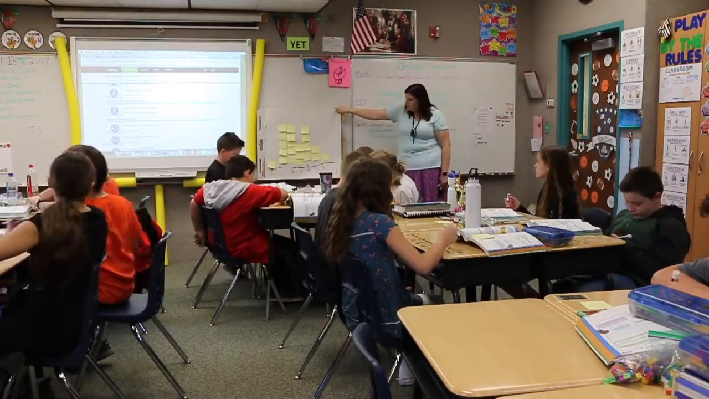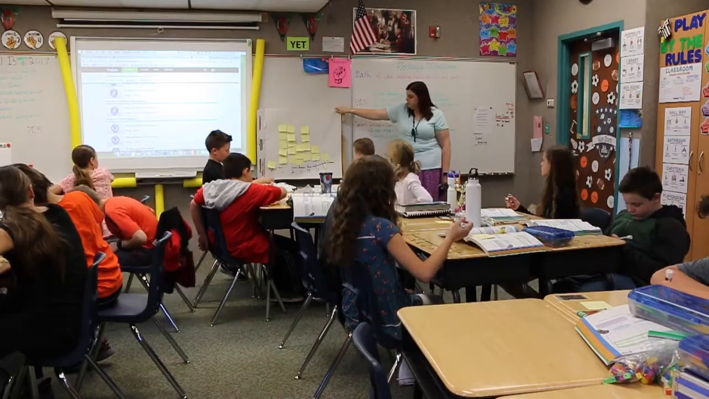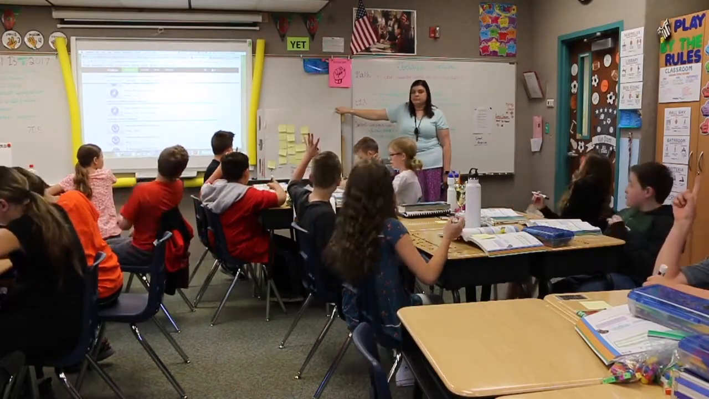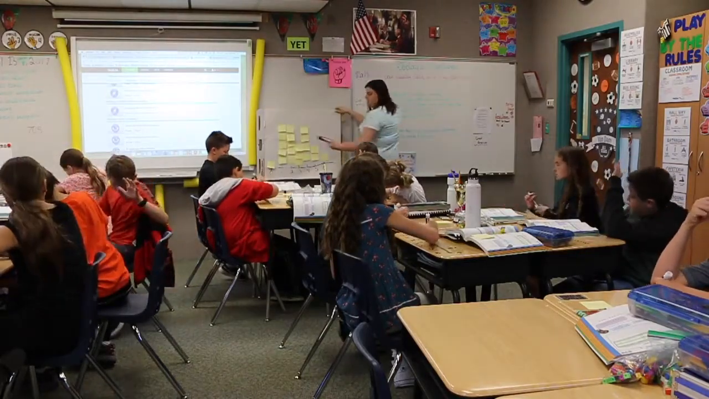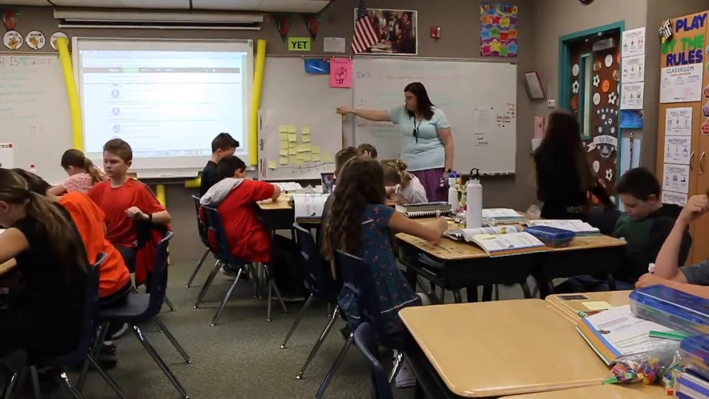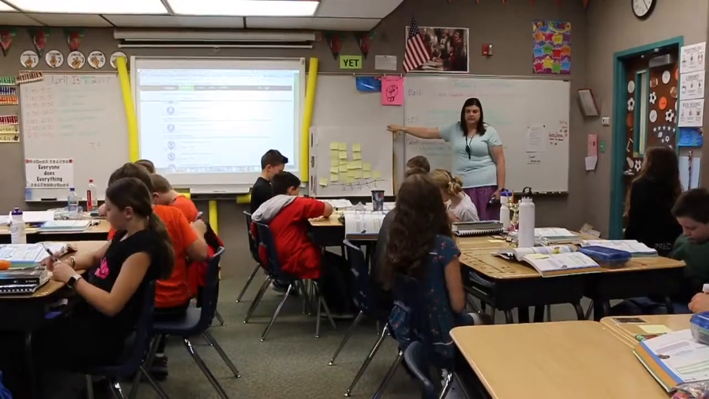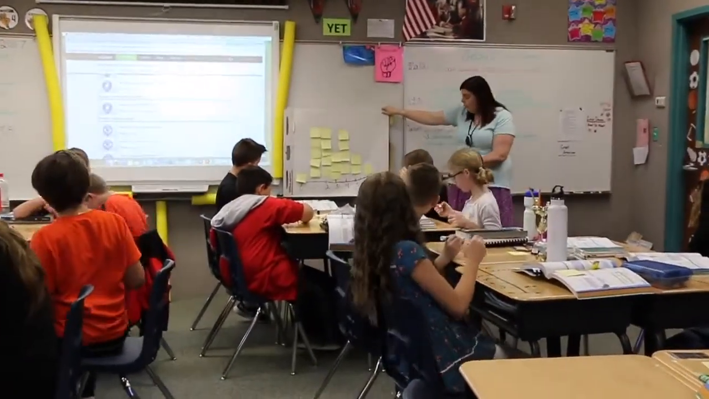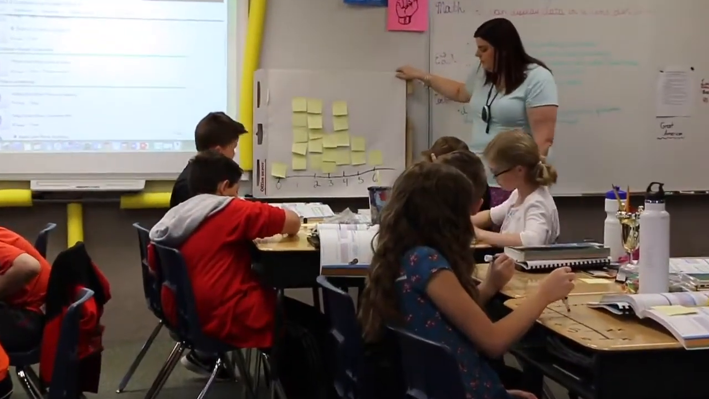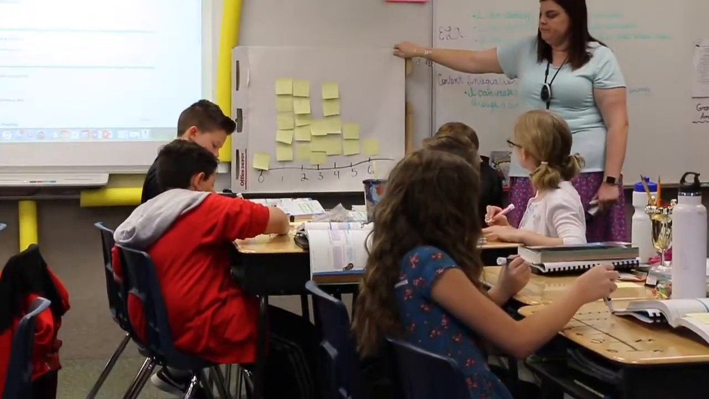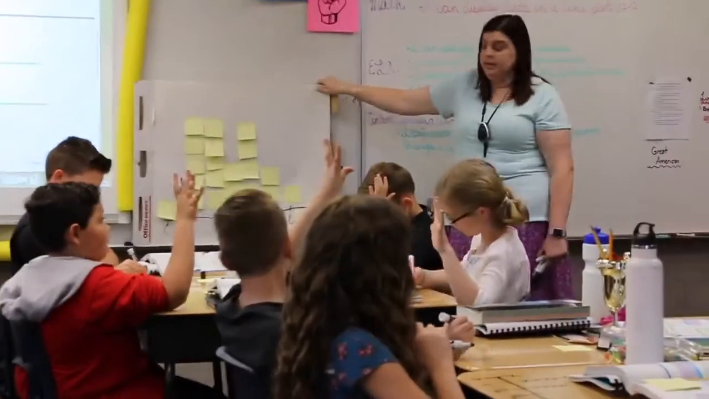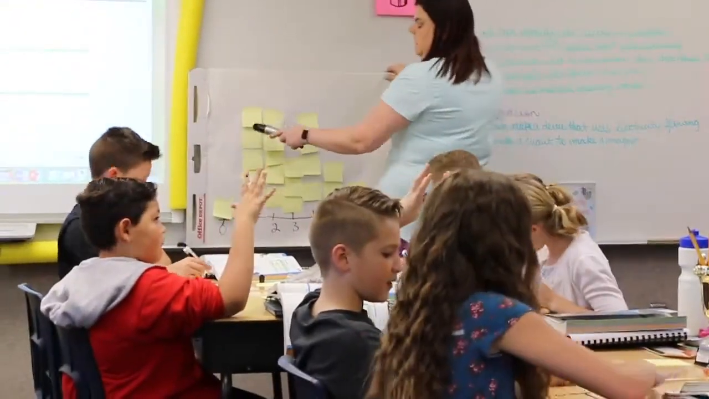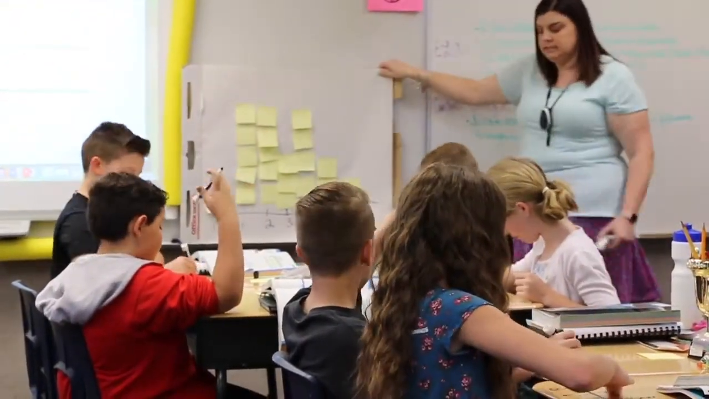How many students in our class have one sibling? Show me on your fingers. Five. We have one, two, three, four, five. Five data points above our one that shows us we have five students in our class with one brother or sister. What about two? Show me on your fingers. How many students have siblings of two? Again, we have five. So do these two columns match when you draw them on your desk?